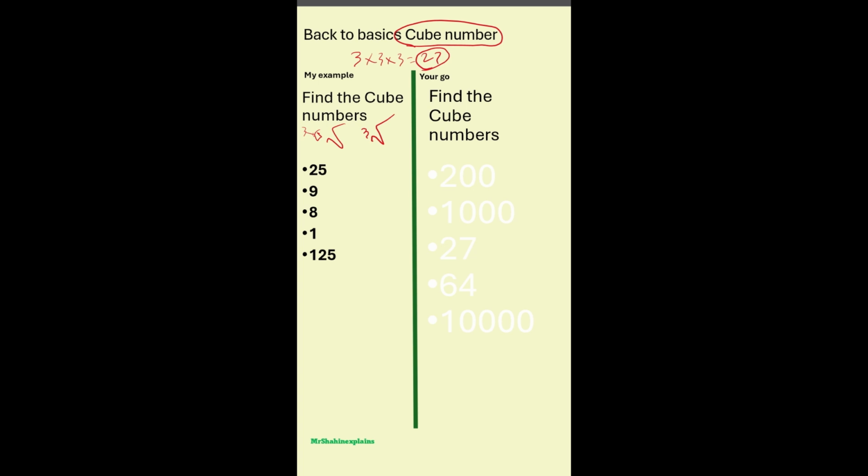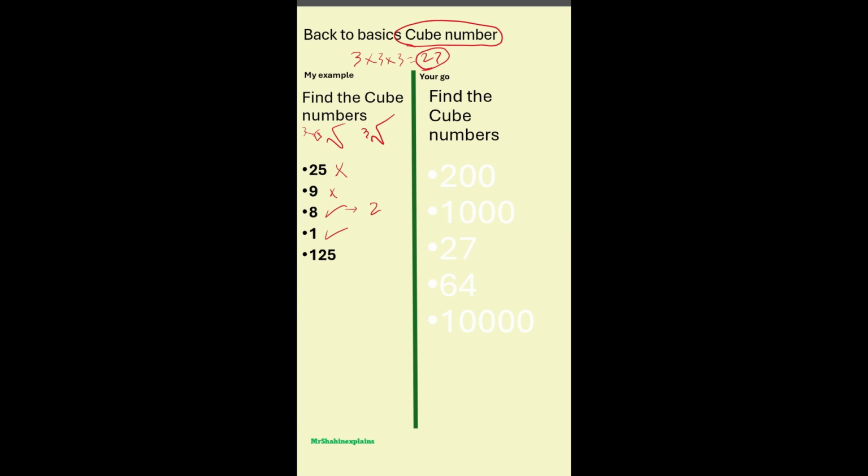So 25, let's get the cube root of that, and it is not a cube number because it's not the result of multiplying any number by itself 3 times. You'll get 2.92 if you put it on the calculator, so it's not a cube number. 9 is not a cube number because its cube root gives you a decimal. 8 is a cube number because its cube root gives you 2, because 2 times 2 times 2 is 8.